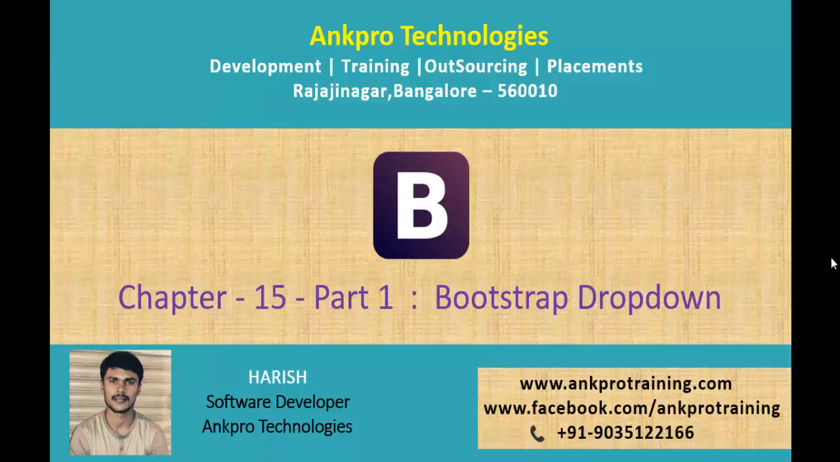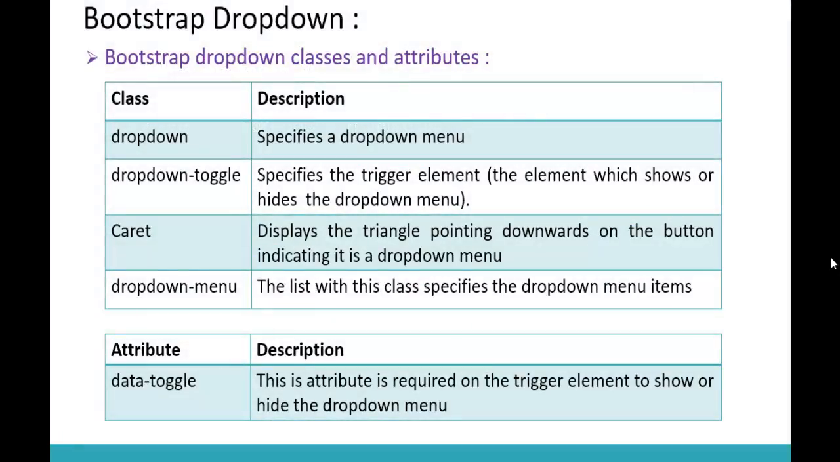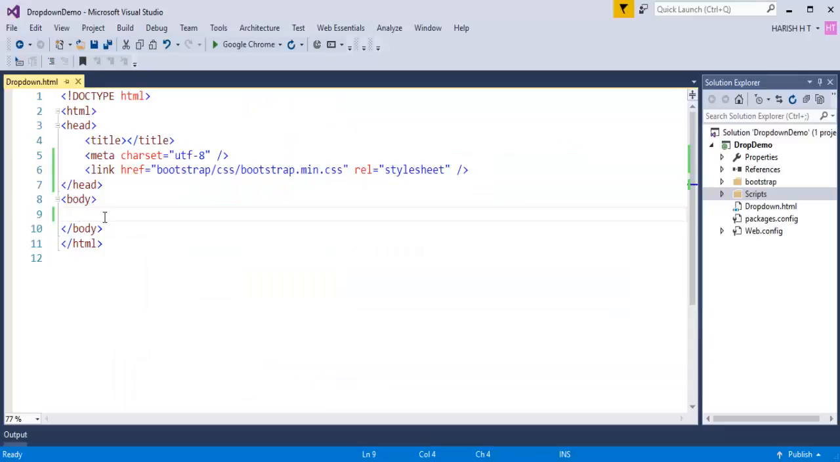My name is Harish. In this session, we are going to learn how to create a drop-down menu using Bootstrap. Bootstrap provides us some classes to create a drop-down menu, and here is a list of them. They include Dropdown, Dropdown Toggle, Caret and Dropdown Menu, and we are going to learn the importance of all these classes when we code in Visual Studio, and also one attribute, that is data toggle. Right now, let us jump into Visual Studio and learn how to create a drop-down menu.